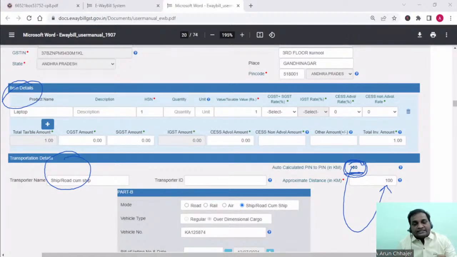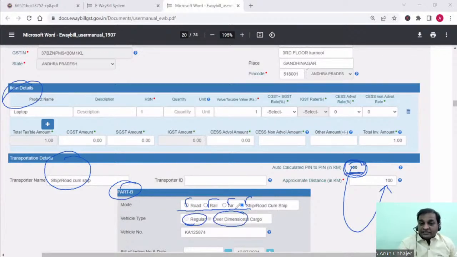It means, for example, I am sending the goods from Delhi to Maharashtra and it is say 1000 kilometers. Then it will have a validity of 5 days. Part B, mode. By which mode are you sending the goods? By road, by rail, by air, or by ship? What is the meaning of regular and ODC cargo? I will explain, but please note, this will have an impact on the validity period.